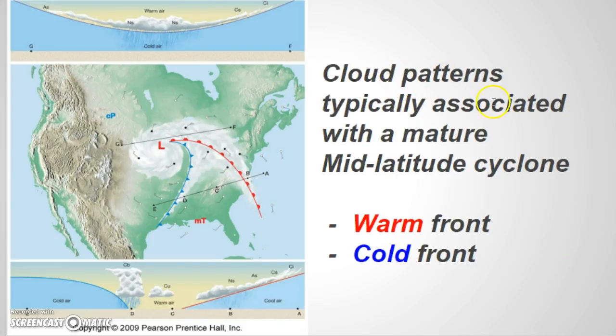So the cloud patterns typically associated with mature mid-latitude cyclones. When we look at a warm front, we get cirrus, we get cirrostratus, we get our nimbostratus. Our nimbostratus are going to be bringing the rain. And then we get our altostratus at the tail end of this. That's looking at this transect here. I'm naming the clouds as to the way we see them. At this transect, as the warm front's moving through, we get our cirrus, cirrostratus, altostratus, and nimbostratus. So it's going to be raining all around the warm front boundary.